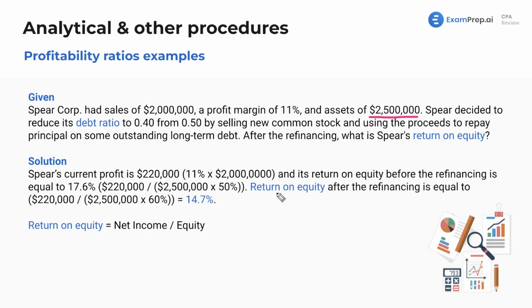Again, that's our beginning, pre-refinancing return on equity. Then return on equity after the refinancing is going to be that same amount, the current profit, divided by our change. Now, what do we change here? We reduced the debt ratio to 0.4 from 0.5 by selling new common stock. Debt divided by equity. Equity now consists of 60%, and that's 60% of the $2,500,000. That's going to give us 14.7%. Very interesting question, right? We want to understand what happens when we issue new common stock, or when we maybe issue new debt. What's the impact, and did management account for this properly and accrue for it?